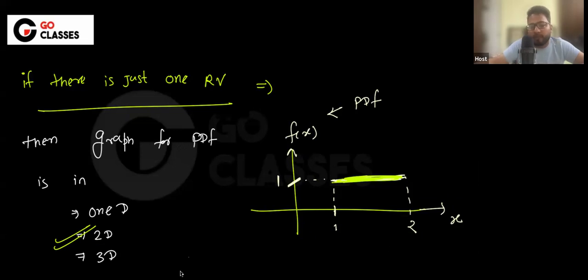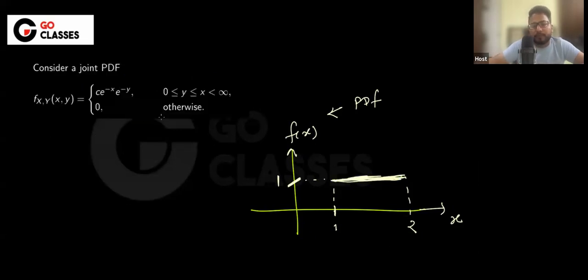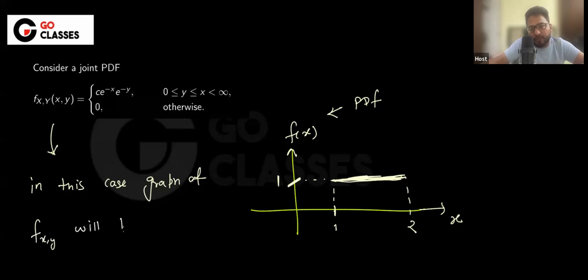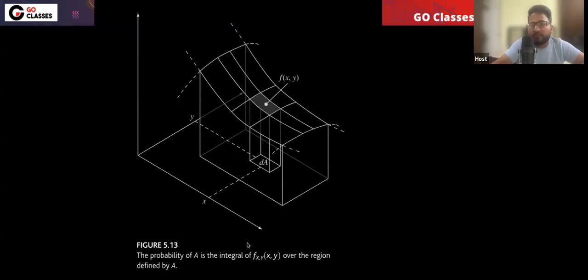But if you have 2D, let's suppose this is 2D, then the graph will be in which dimension? In this case, the graph of f of xy will be in 3D, right? How will it look like? Let me just tell you. See, it might look something like this. See here, one dimension is x, another dimension is y.